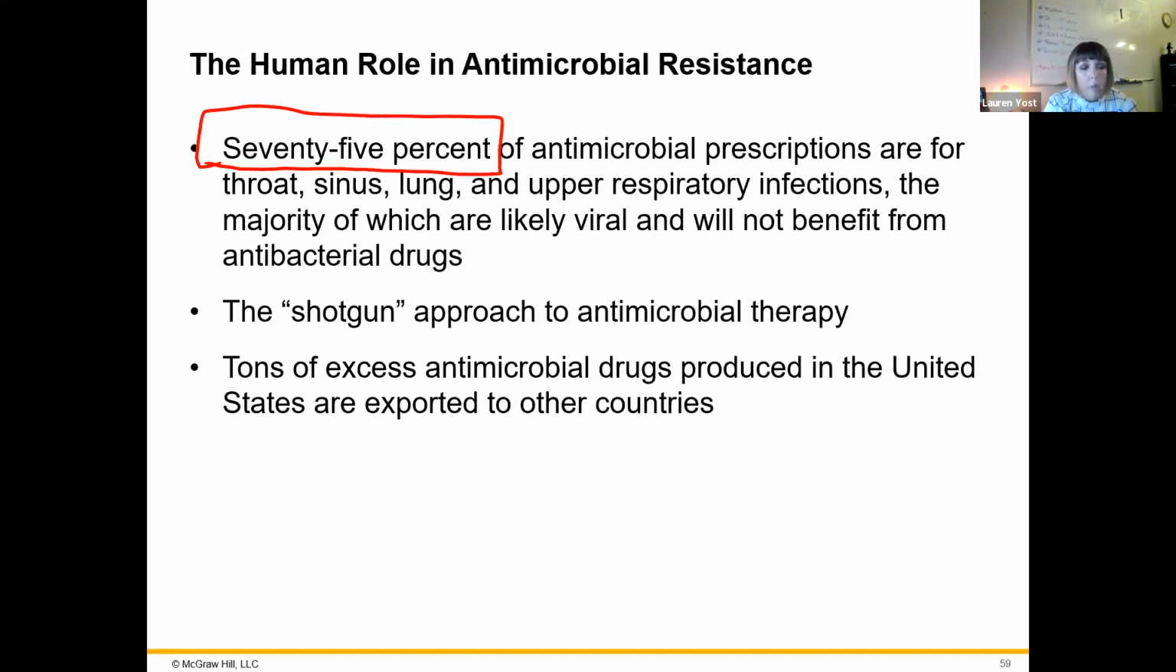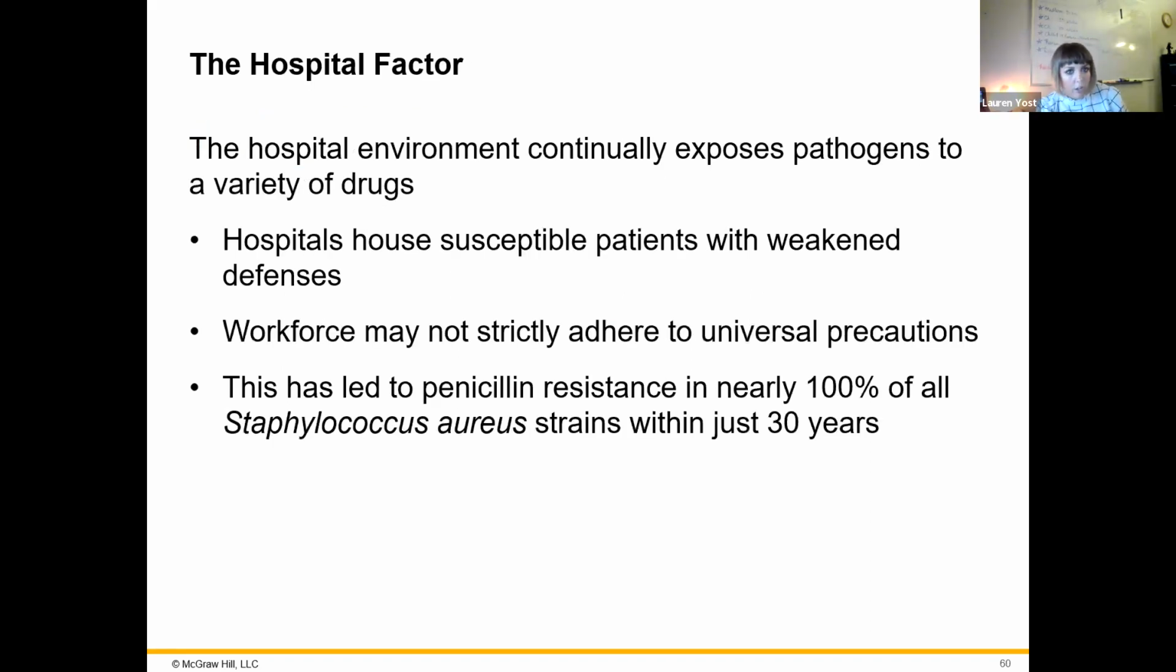We often use the shotgun approach to just treat, like, oh, you have a sore throat, here's antibiotics, go home and you'll be fine. And you will be, but you'll also be harboring antibiotic resistant bacteria. So the next time that you get something, you could potentially be resistant. So think about that. So tons of excess antimicrobial drugs are transported to other countries.